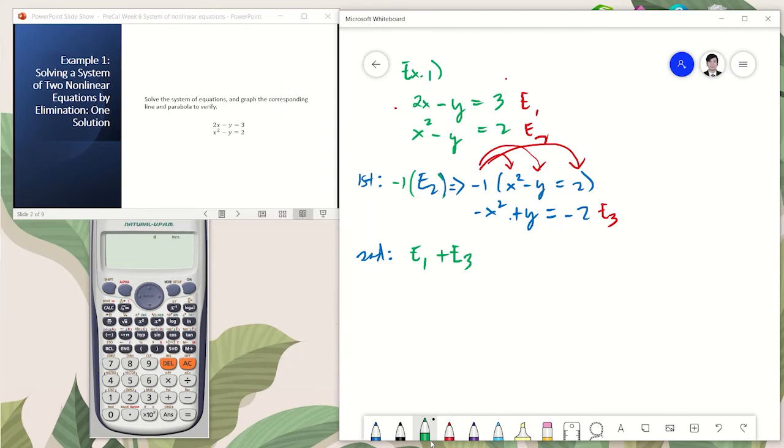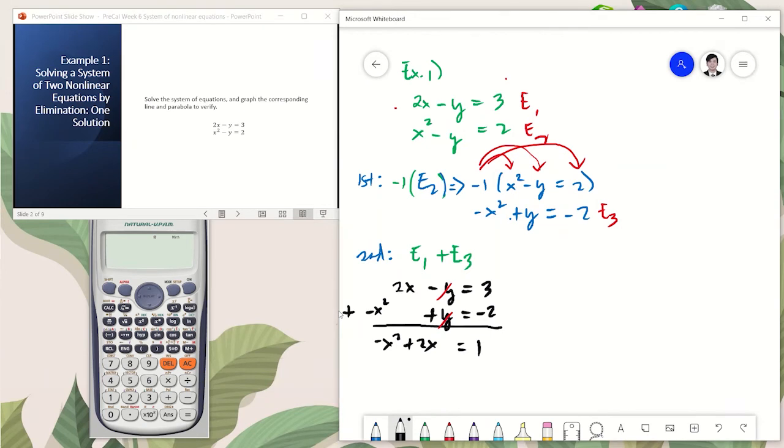So we're gonna add equation 1 with equation 3, and you're gonna align the like terms. So we have 2x minus y is equal to 3 plus, this is negative x squared. Do not align negative x squared with 2x because these are unlike terms. And then you put positive y below our negative y. So there you go. Negative y plus y will become 0. And this is negative x squared plus 2x is equal to positive 1.